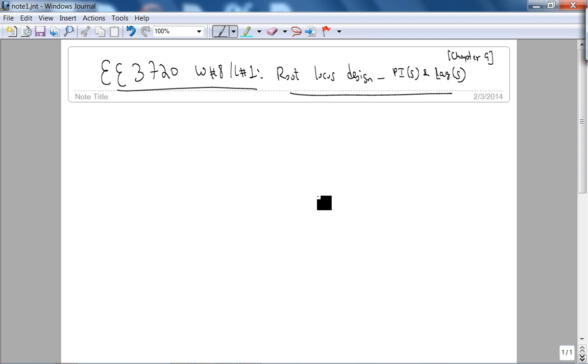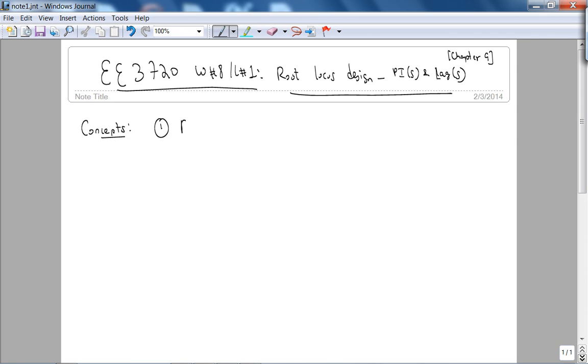Okay, so this is EE3720 week 8 lecture 1. Today we're going to do chapter 9, which is root locus design, or design using root locus. The main concepts behind this chapter are basically three things.